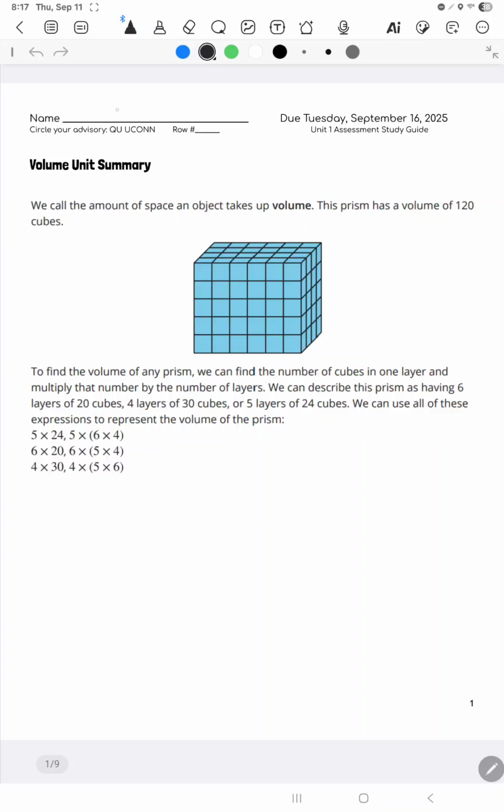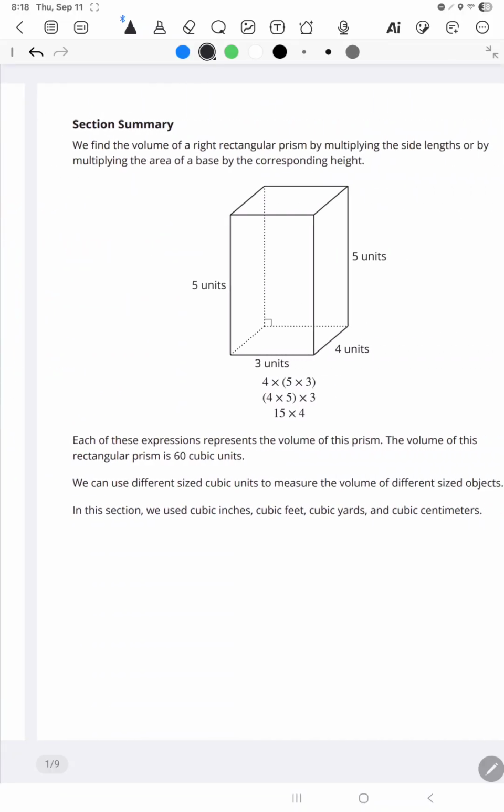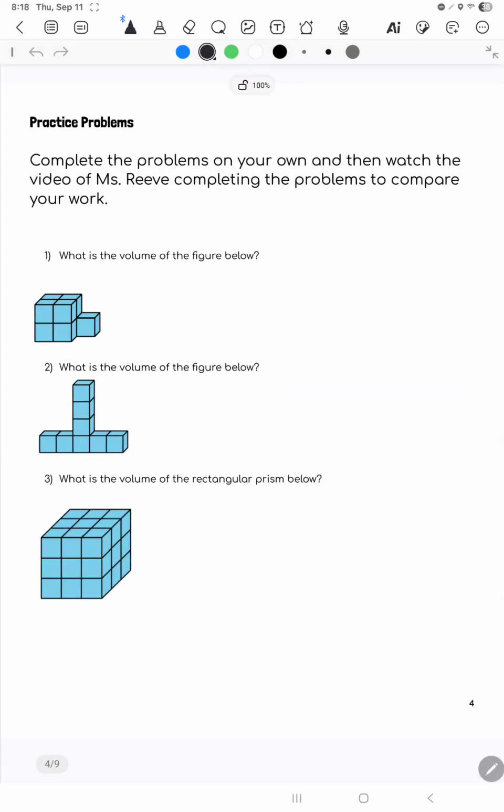This starts off with some readings that you can read on your own. It's just the summaries from each part of our unit, but I'm going to fast forward here to the problems. So I asked you to please complete these problems on your own first, and then you're watching this video so you can compare the problems that I did and your work. So let's get at it.